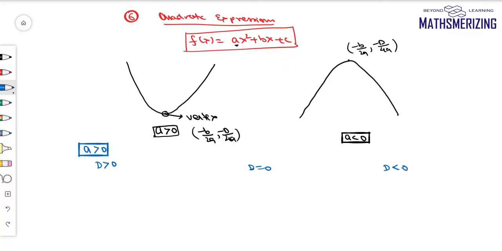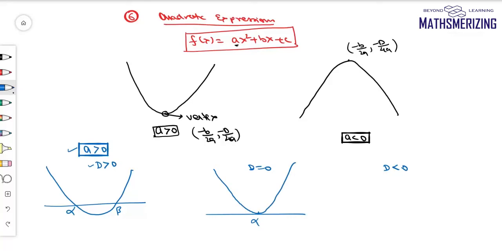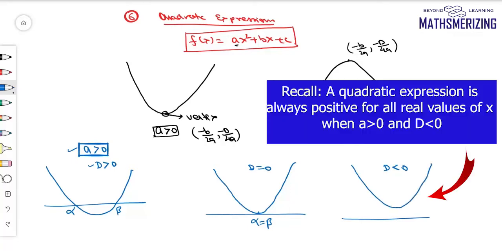So if a is greater than 0, it will be a parabola opening upwards, and D greater than 0 means it will have two real roots. So this graph will intersect the x-axis at two distinct points, and these two distinct points will be the roots of this equation. Now when D equals 0, this graph will just touch the x-axis, and both the roots will be equal, and this is the point of contact. And when D is less than 0, then the graph will open upwards, but it won't have any real roots. So in this case, this graph will always lie above the x-axis.